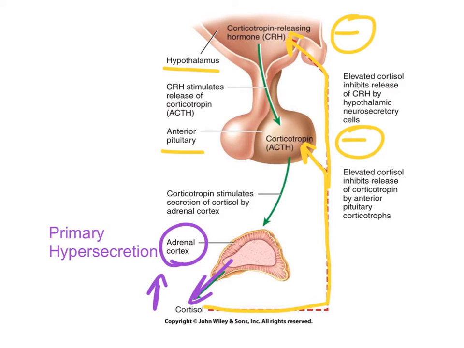So if we look now, CRH levels are going to decrease due to that negative feedback. ACTH levels are going to decrease due to that negative feedback. So overall, both of the tropic hormone levels decrease, whereas again, due to the hypersecretion, cortisol levels will increase.